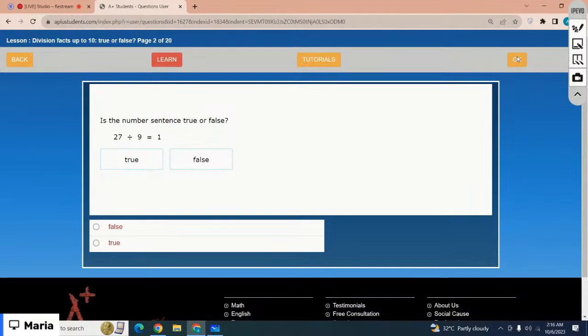Okay, is the number sentence true or false? 27 divided by 9 equals 1. Is it true or false? You need to count a table of 9 until 27. 9 times 1 is 27. No, 9 times 3 is 27. So answer must be 3. This one is very good. That would be false. The correct option is false.